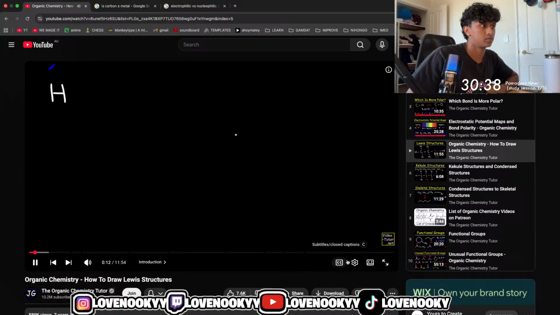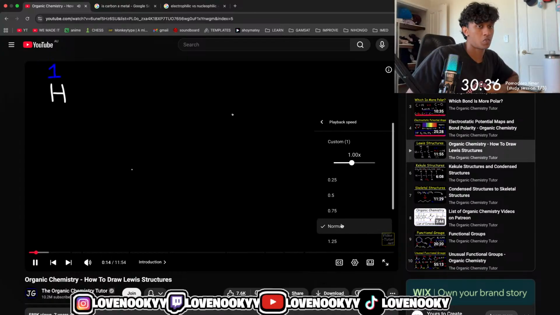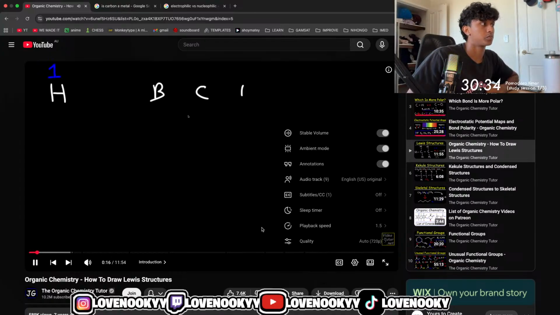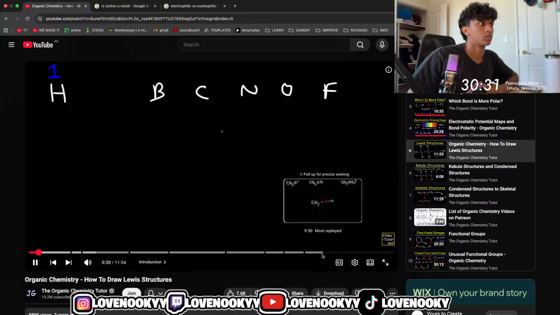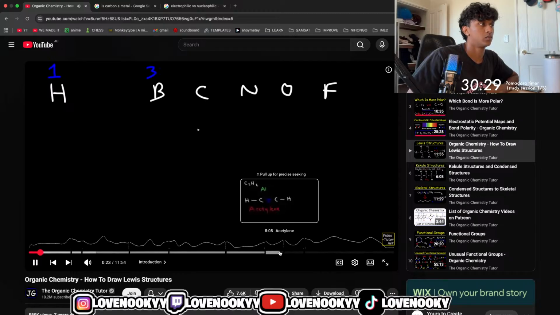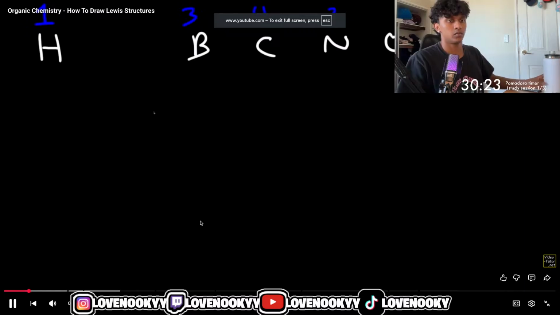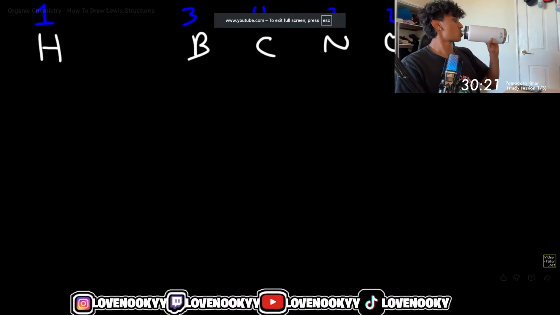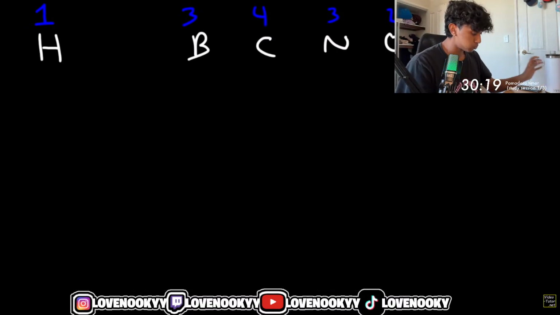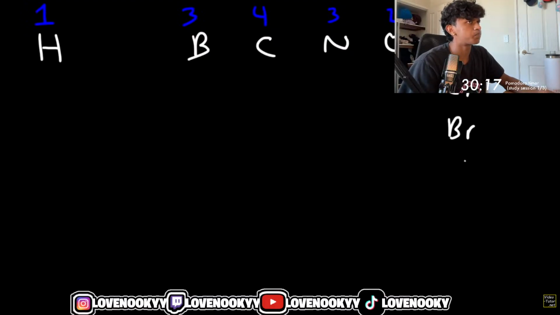Hydrogen can only form one bond. Elements like boron, carbon, nitrogen, oxygen, fluorine, they can form multiple bonds. Boron likes to form 3 bonds when it's in its neutral state. Now, when it has a charge, it can deviate from this number. Carbon, in its neutral state, likes to form 4 bonds. Nitrogen likes to form 3, oxygen likes to form 2, and halogens like to form 1. So like fluorine, chlorine, bromine, iodine, those elements, they like to form 1 bond. They have 7 valence electrons, and they only need 1 more to get to 8.